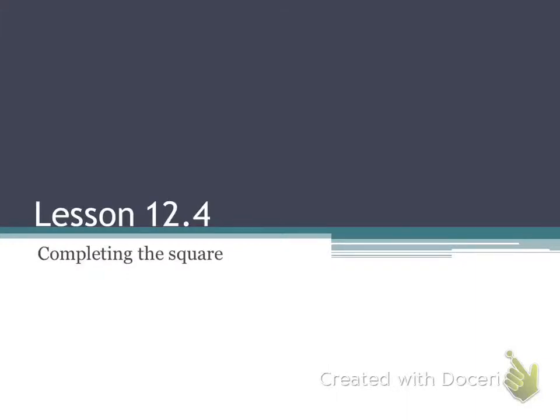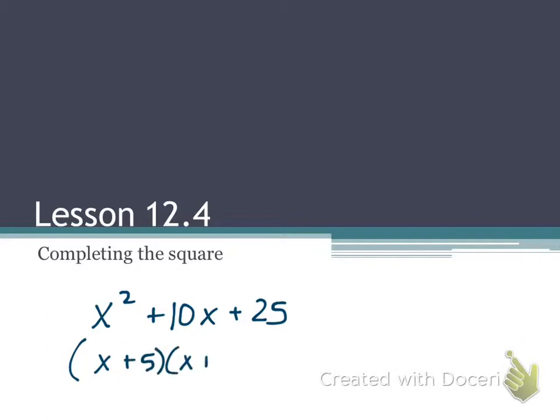12.4, completing the square. So what we're going to learn is how to solve for x, okay? Now, what you need to know about completing the square is we are going to be solving perfect square problems. What that means is if I were to give you a problem like x squared plus 10x plus 25, and I said to factor that, you would find the factors of 25 and know that it's going to be x plus 5 times x plus 5.